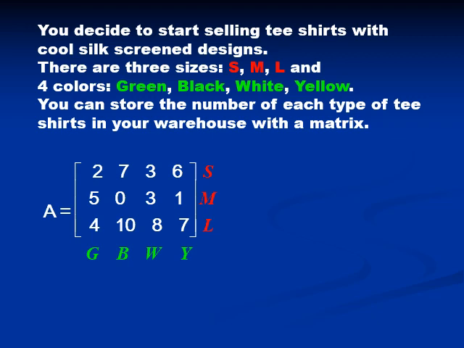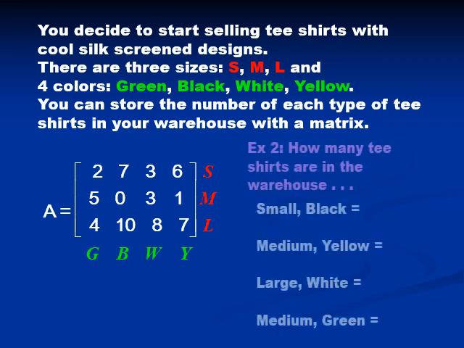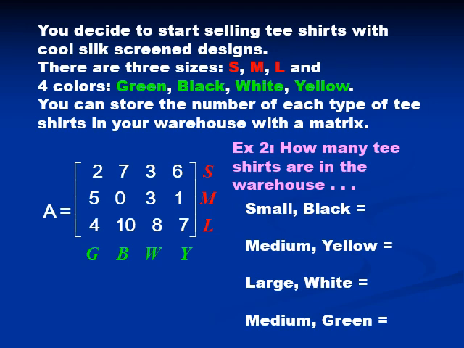So clearly there are no medium blues left, because there's a 0 in the second row, second column, which is medium and blue. Sorry, B is black. All right, so how many small black are in the warehouse? Clearly 7, that's the first row, second column. How many medium yellow? Clearly 1, that's the second row, fourth column. Large white, that's going to be 8. And medium green, that's 5.